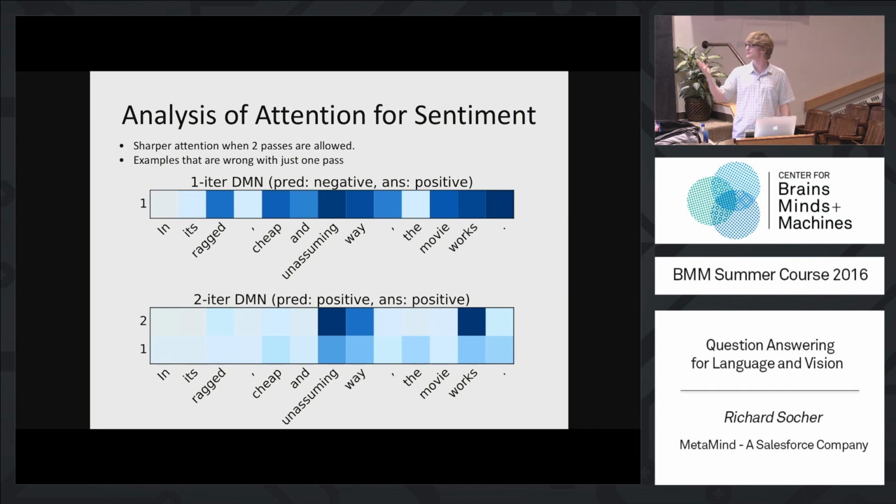So cheap and unassuming are just adjectives. Adjectives should get more attention, especially if they convey some sentiment. But then it pays a lot more attention to the movie actually working in the second pass than it did in the first, and gets it right that this is actually positive. And it also pays even more attention to unassuming and much less to cheap.